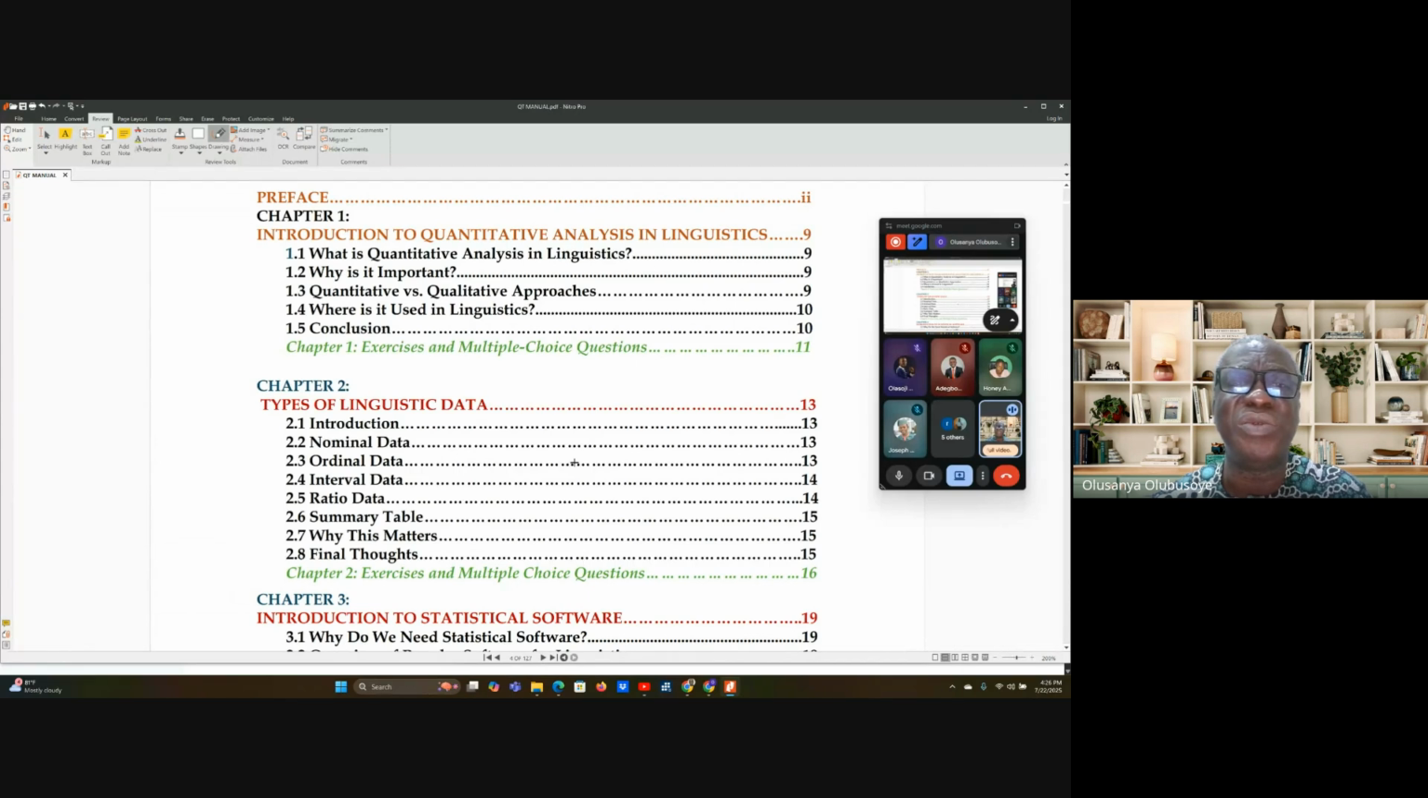So we are going to look at linguistic data and the different forms with examples. And we will also justify why we need to understand the different types of linguistic data that we have. Why do we need to know these different types?